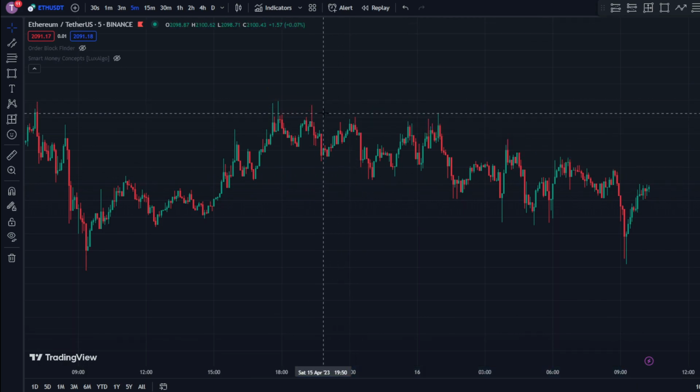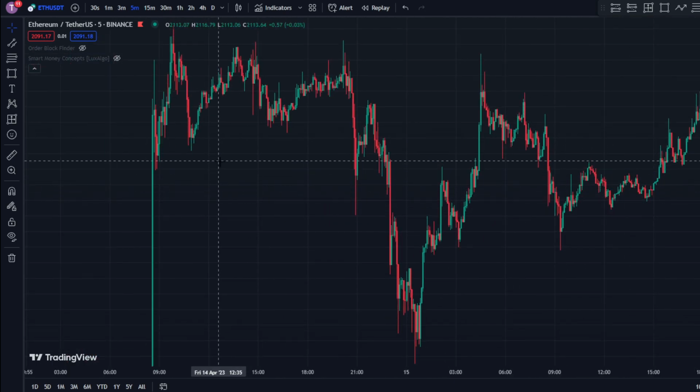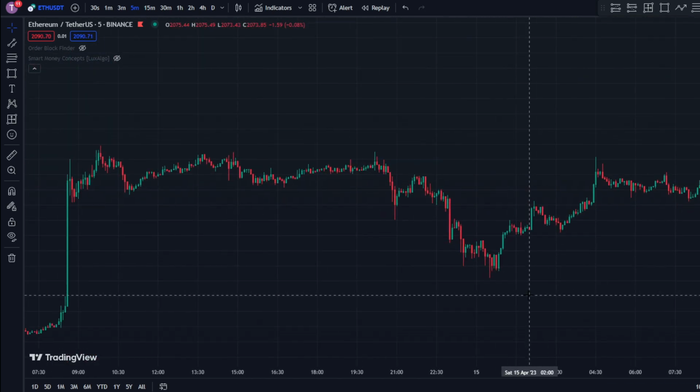And next I'm going to teach you guys how to draw your support trend line and support channel. It is basically the same thing. So let's look at this.